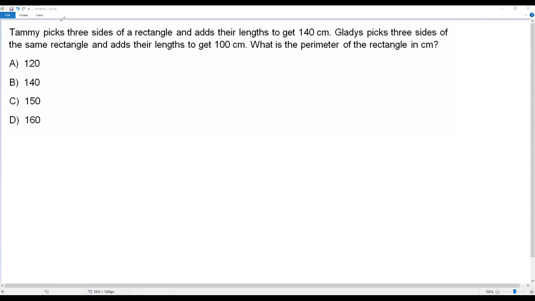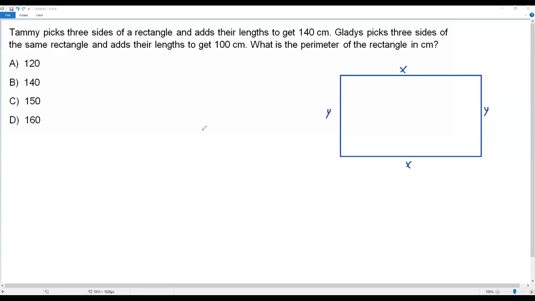Okay, first let me draw a rectangle over here. Okay, I've drawn a rectangle, and now let me assume x as the length of the rectangle and y as the width of the rectangle. Now we have to find the perimeter of this rectangle in centimeter. That means we have to add this y, x, y, x. That is, we have to add the lengths of all the four sides. To get the perimeter of this rectangle, we need the value of x and y.